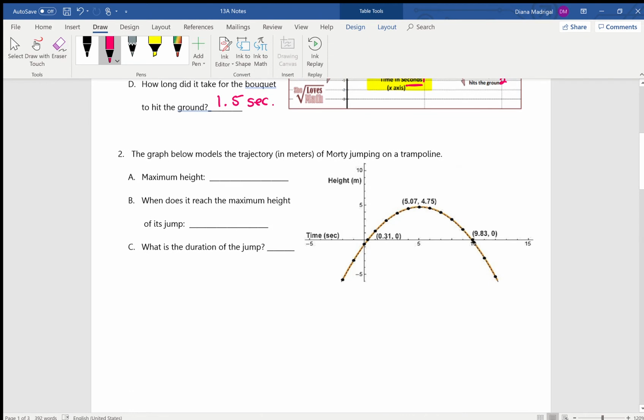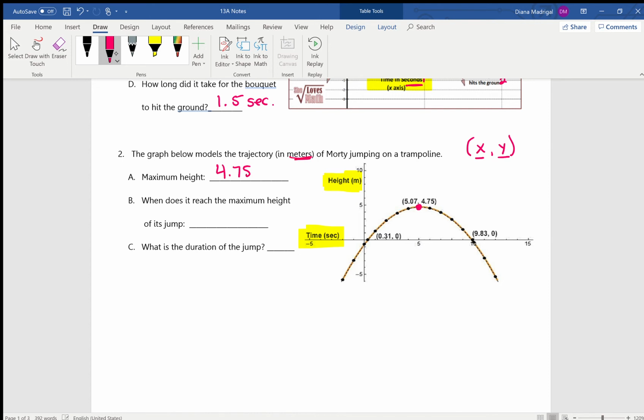Let's try number 2. It says, the graph below models the trajectory in meters of Morty jumping on a trampoline. All right, 2A, what is the maximum height? Again, maximum is when it reaches the top. Well, I notice it's reaching right here. This is my max. And remember, again, I need to identify my x and my y. Well, this is my x and this is my y. The height is on the y, so I should be looking at the coordinate point of y. Remember, just clarifying, any coordinate point is always x and y. So the number I'm going to be looking for is the height, which is 4.75.